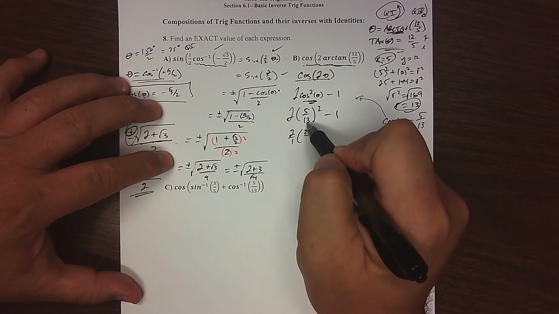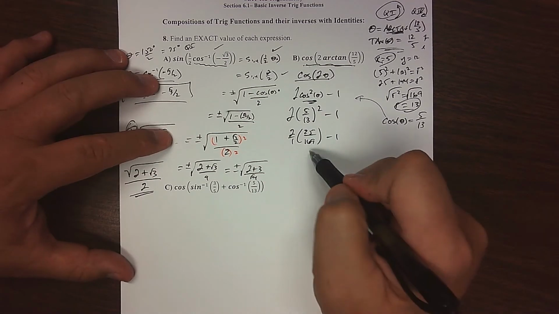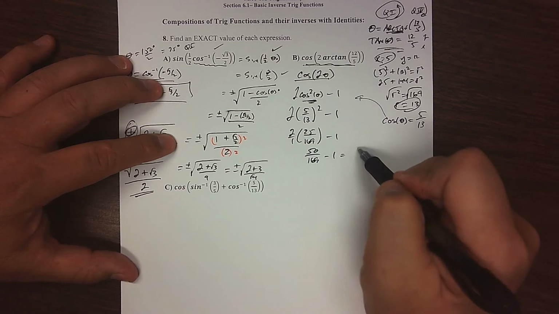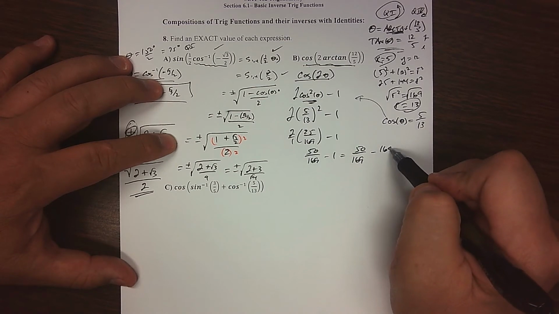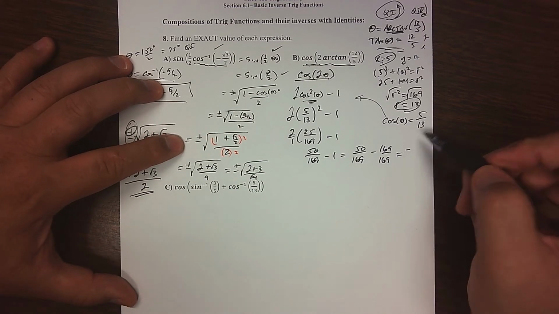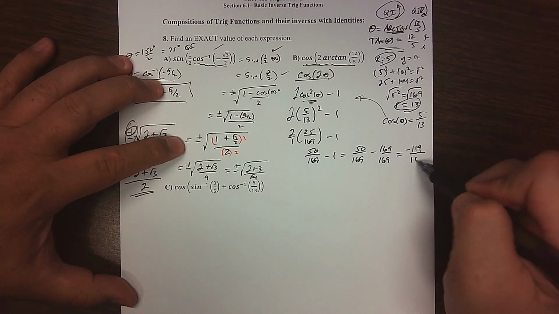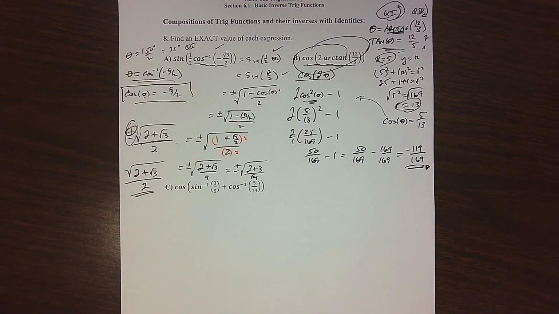This is 25. We know that 13 squared is 169 minus 1. So this is 50 over 169 minus 169 over 169. And I think we get a negative 119 all over 169. So there's the value of the cosine of 2 arctangent 2/5.